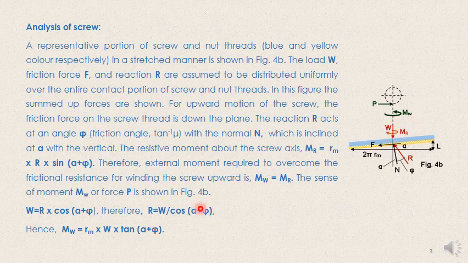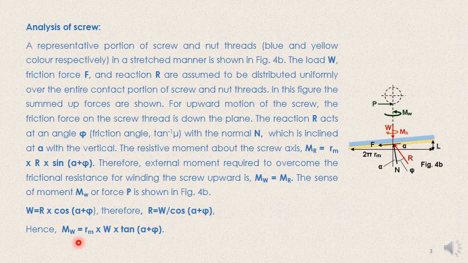Now the sense of moment and P is as it is shown over here. We can also see that W is nothing but R cos(alpha plus phi). So if we substitute the value of R as W by cos(alpha plus phi) in this moment equation, we get a simple relationship: Mw equals Rm into W into tan of alpha plus phi. Sine phi divided by cos phi brings out tan phi.